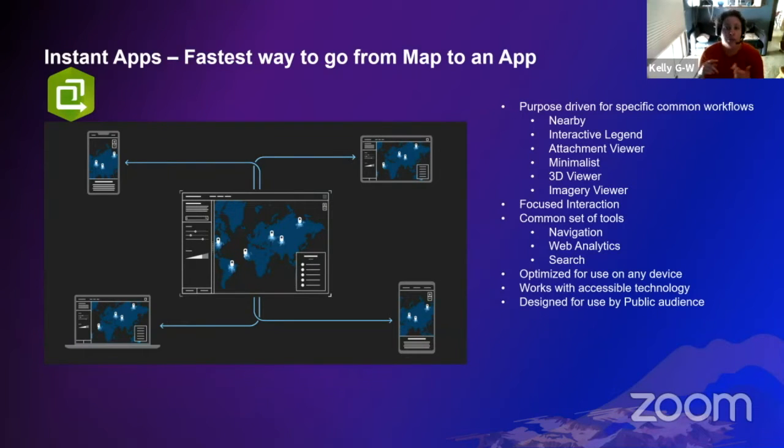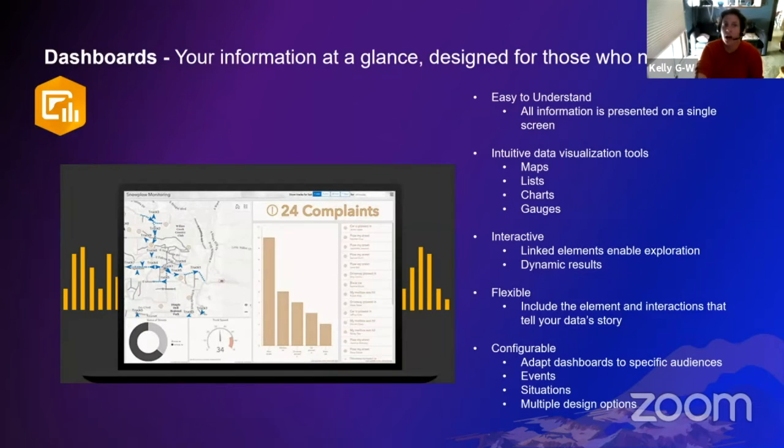There's always a common set of tools like navigation. We have the ability to integrate with web analytics like Google Analytics, and there's always a search. They're optimized for use on any device, so we've made some design choices in the Instant Apps for how the mobile experience works. They're also built and tested to work with accessible technology, because the audience we're designing this for is that public audience, and we need to make sure that everyone can use these types of applications. The next one is dashboards, and these are probably the most popular or most viewed GIS applications ever.